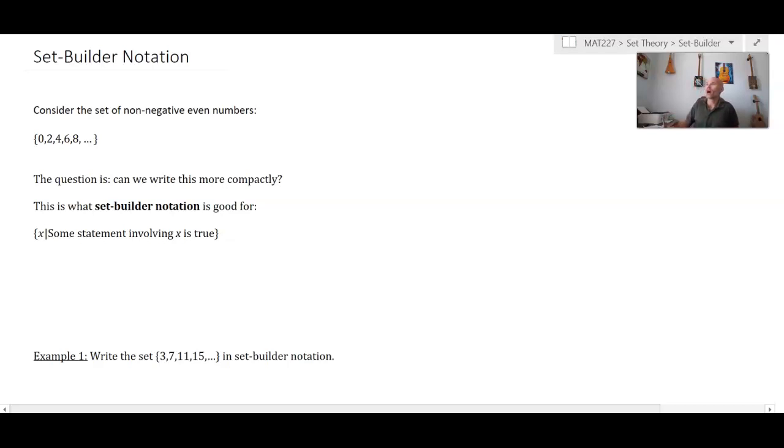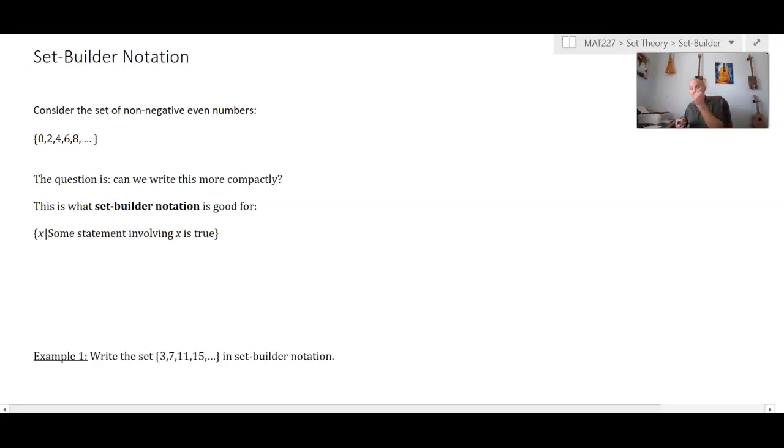Consider the set of non-negative even numbers. So we know that non-negative means just not negative. So 0 is actually an even number, believe it or not. 0, 2, 4, 6, 8, 10, 12, 14, 16. We can kind of see the pattern in this set, but we have to use these little ellipses to indicate that the set just kind of goes on and on.